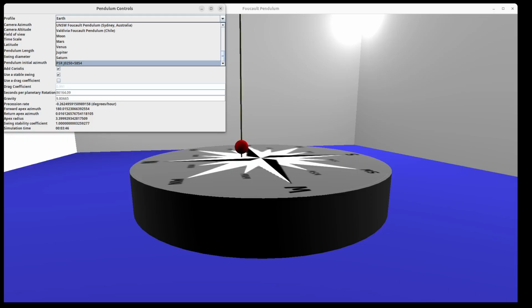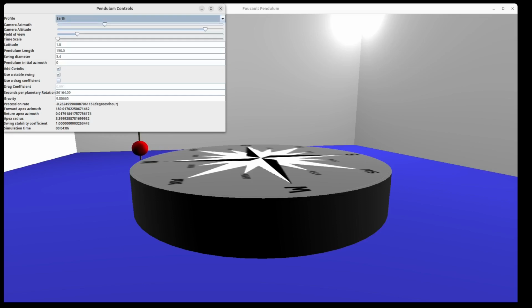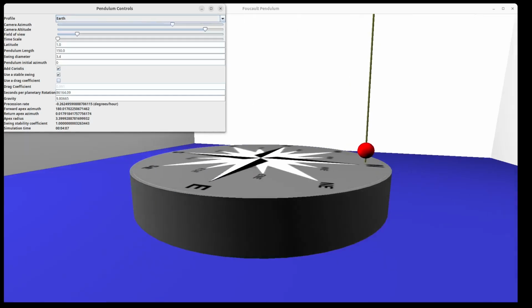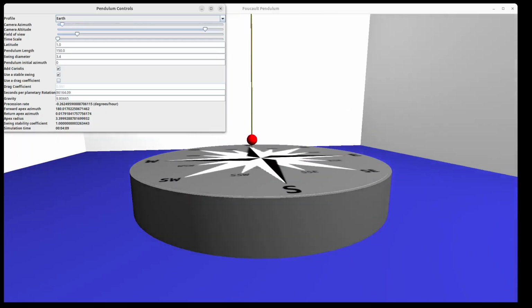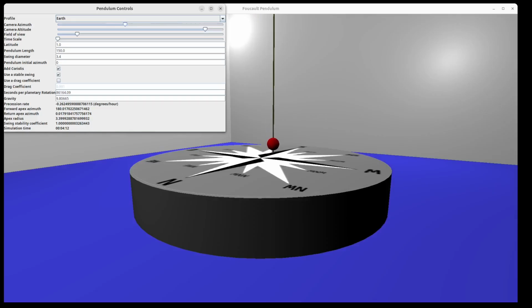And I also included a pulsar. Now, I did not put the gravity for that pulsar because otherwise it would be like in the millions of meters per second squared, and that would just be a bit too much for that. So what this will do is it will change these other settings when you select them. The next several options involve the azimuth of the camera to the center of the pendulum.